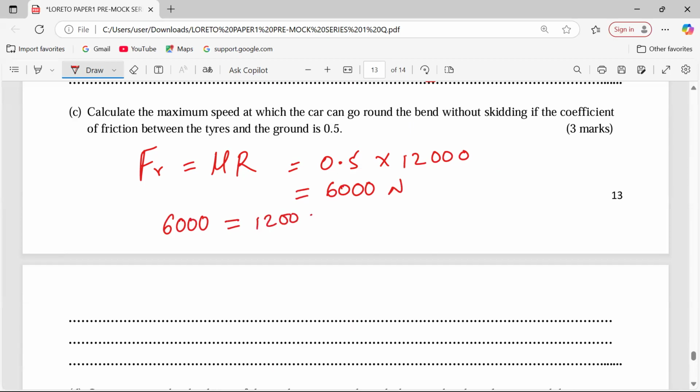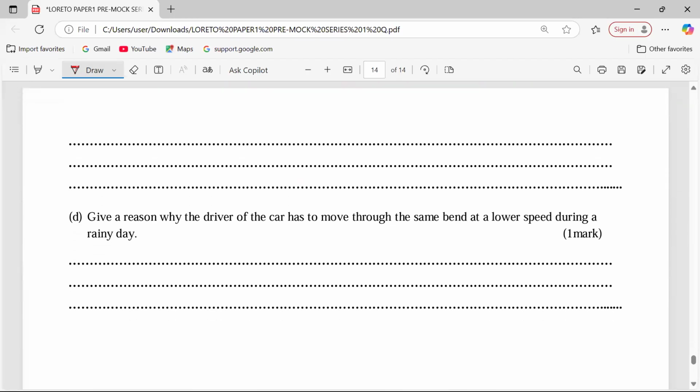Then we will say that 6,000 Newton is given by mass times V squared over a radius of 50. So how do we get V squared? We need to multiply 6,000 by 50 over 1200. This gives us exactly 250. So V will become the square root of 250, and that's 15.81 meters per second.